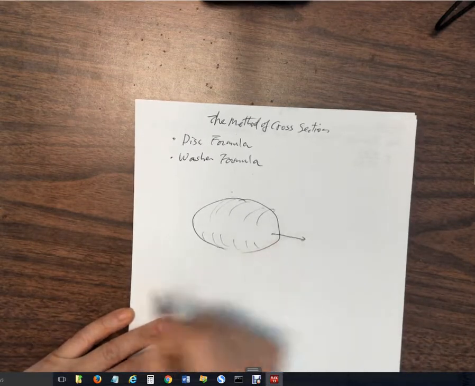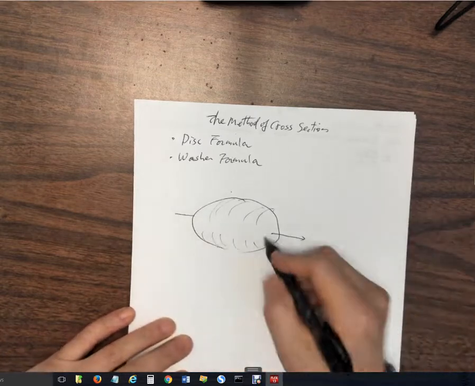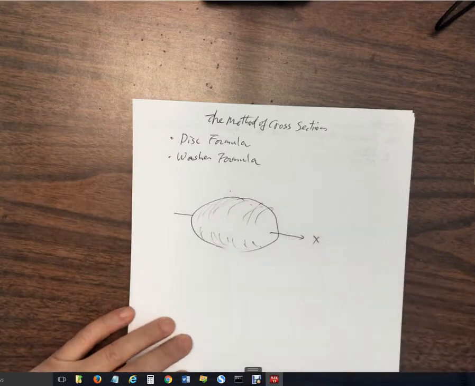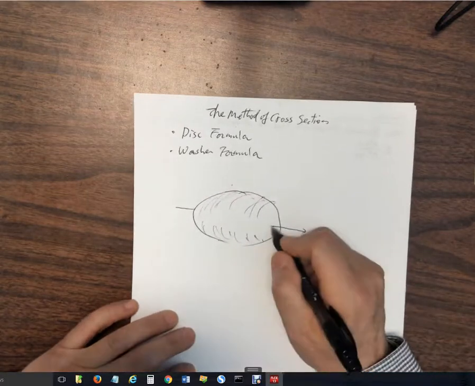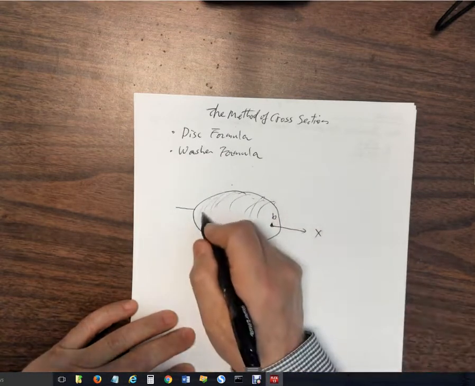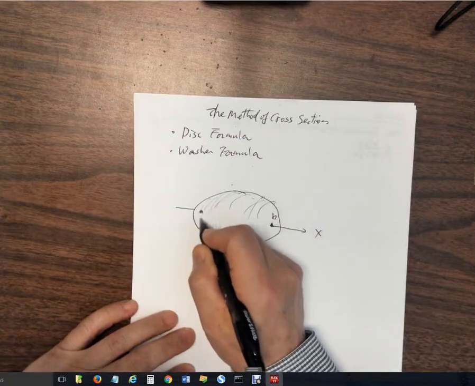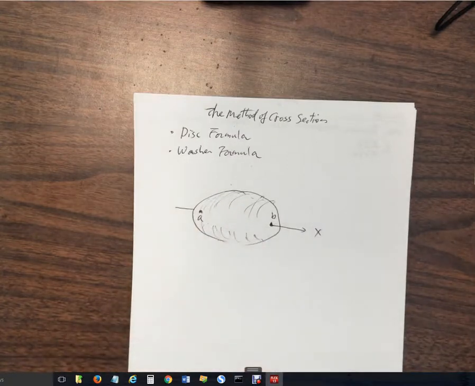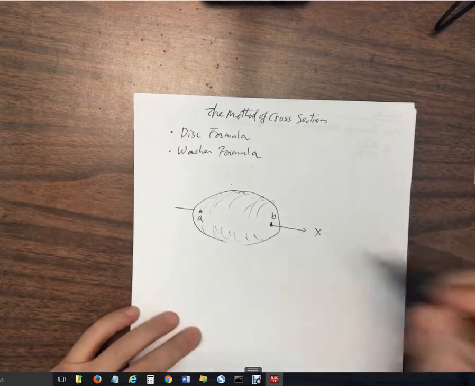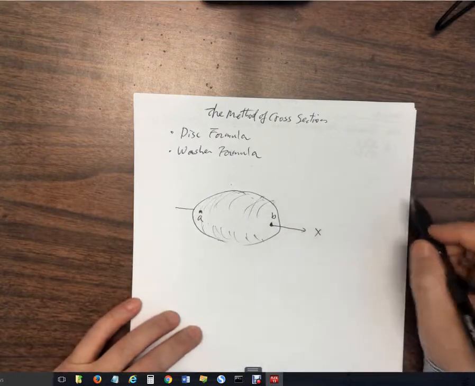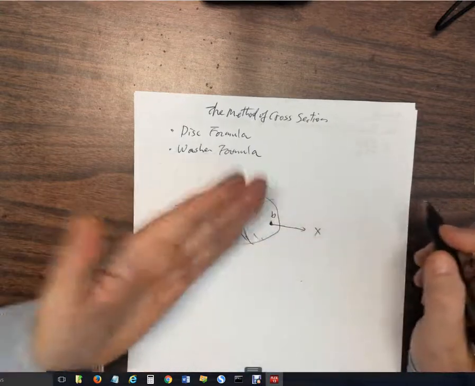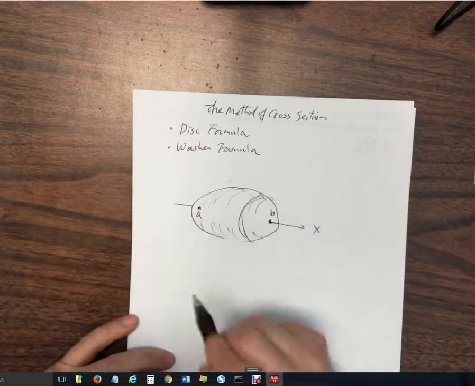Suppose we place this, like a potato, along the x-axis. Say the solid comes out at location B, and say this end is entering at location A. The idea is we slice this solid perpendicular to the x-axis. Make infinitely many cuts between A and B.